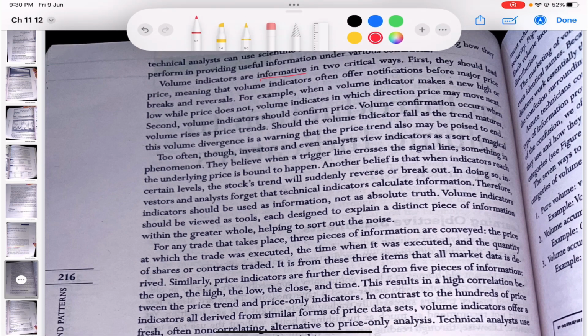Volume indicators are informative in 2 critical ways. First, they should lead price, meaning that volume indicators often offer notifications before major price breaks or reversals. For example, when a volume indicator makes a new high or low while price does not, volume indicates the direction the price may move next. Second, volume indicators should confirm price. Volume confirmation occurs when the volume rises as the price trends. Should the volume indicator fall as the trend matures, this volume divergence is a warning that the price trend may also be poised to end.